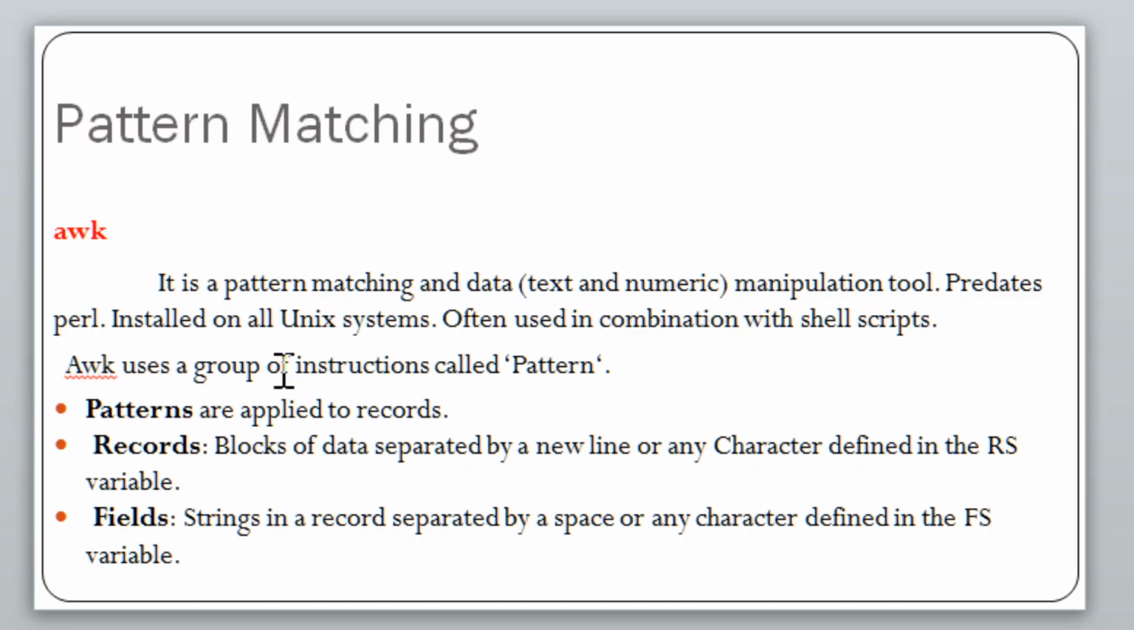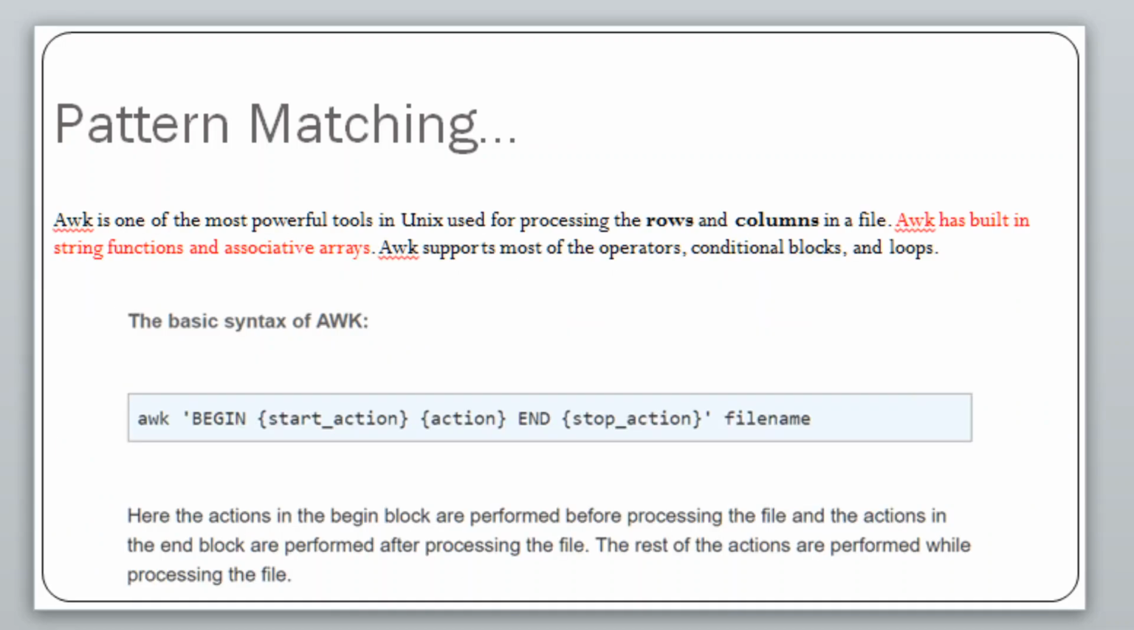Awk uses a group of instructions called patterns. So patterns are applied to records, and records are blocks of data separated by a new line or any character defined in the RS variable. We also have fields, which are strings in a record separated by a space or any character defined in the FS variable. Okay, so we have an example of that here.